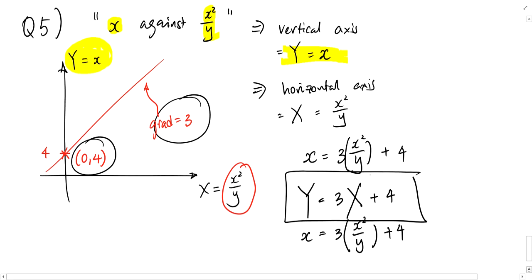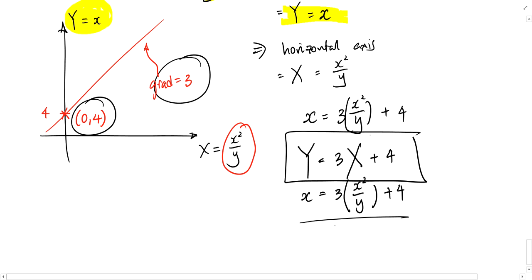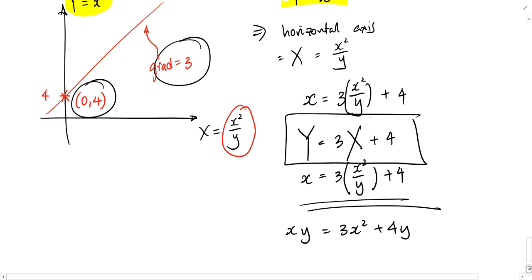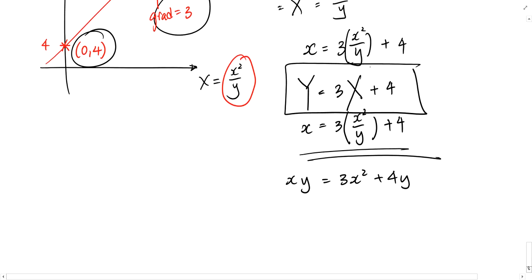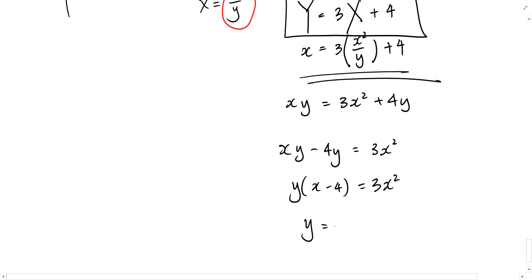So from here, we can express y in terms of x already. So make y the subject. Times y throughout. xy equals 3x squared plus 4y. And then move over: xy minus 4y equals 3x squared. y times (x minus 4) equals 3x squared. y equals 3x squared over x minus 4. So part 1, done.